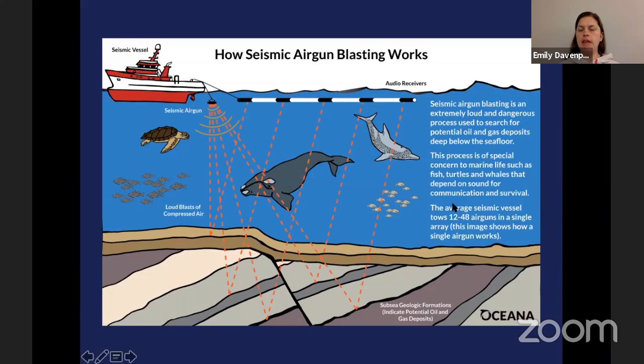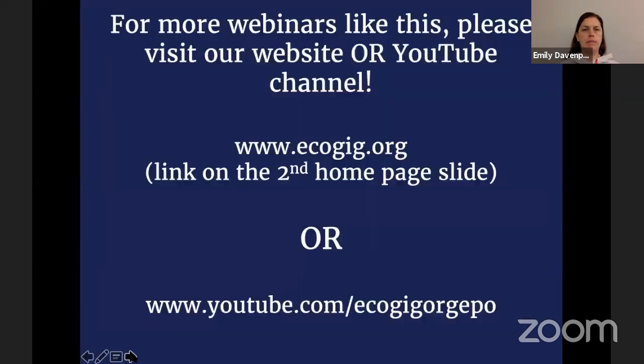So like it's saying here, the average seismic vessel tows 12 to 48 air guns in a single array. So that's a lot, and they're doing it 24 hours a day. So we are definitely making more than our fair share of noise in the ocean.